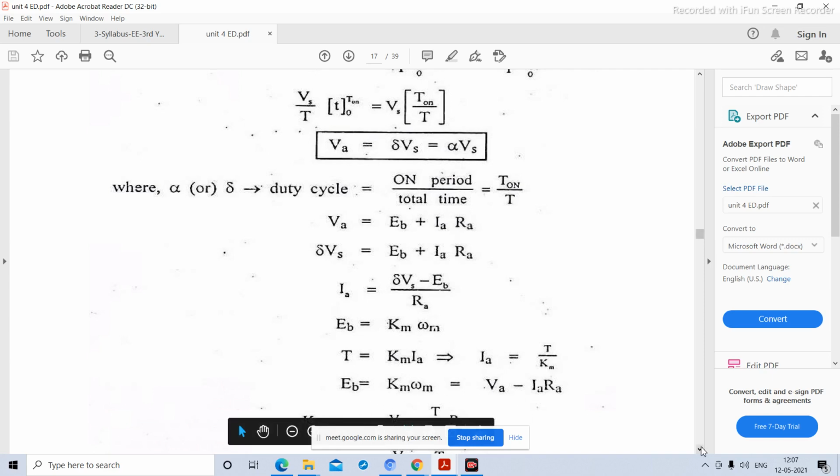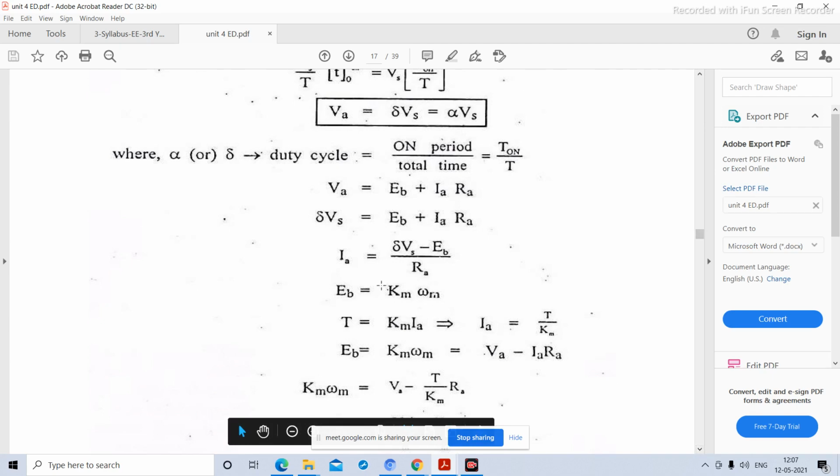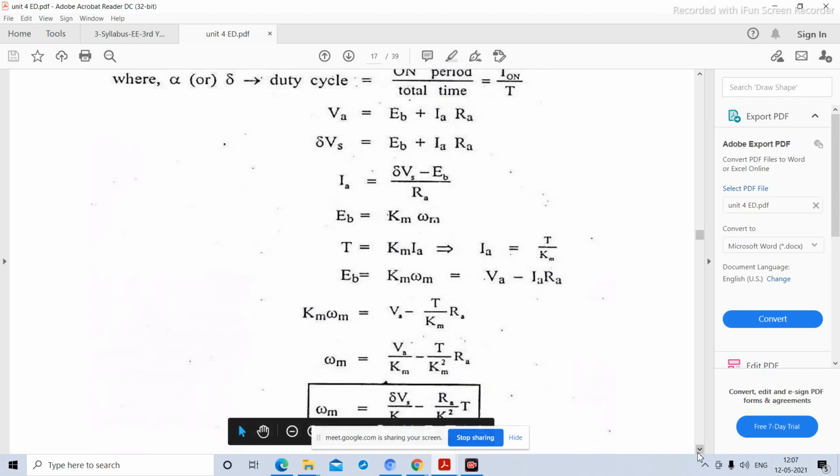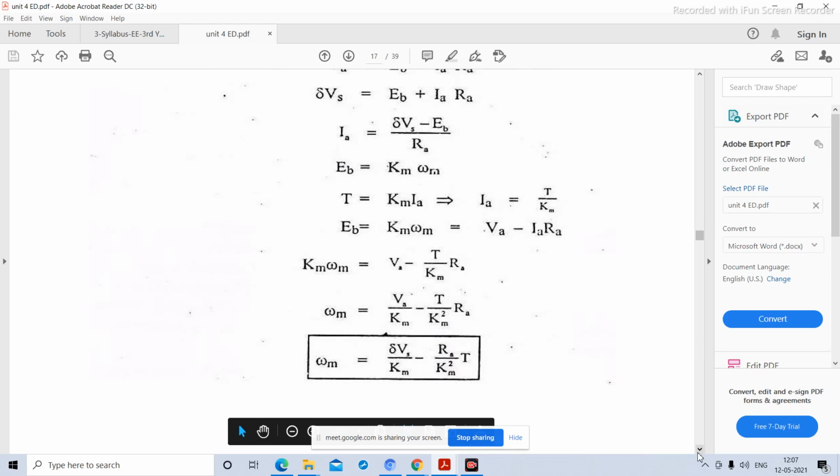So by putting the value of Ia and T, EB equals Km omega m equals Va minus Ia Ra. Solving this equation, we can easily calculate omega m equals delta Vs upon Km minus Ra upon Km squared into T, where T is torque. So omega m can be controlled by changing the delta, or duty cycle.